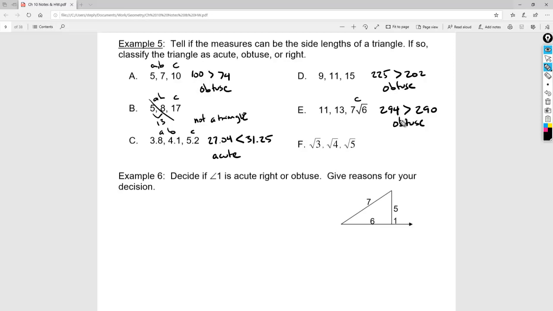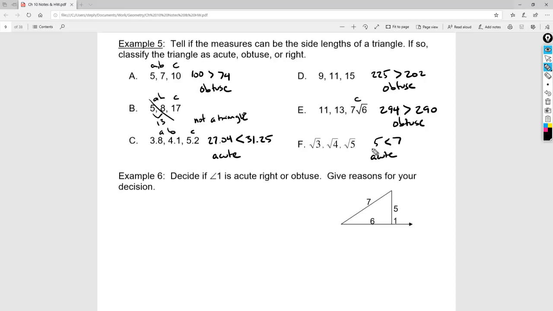Okay, and then last one, this might be the easiest one. I have root 3, root 4, and root 5. So comparing them, the square root of 5 squared is 5. The square root of 3 squared plus the square root of 4 squared is just 3 plus 4, so 7. So 7 is larger than 5, meaning this must be an acute triangle.